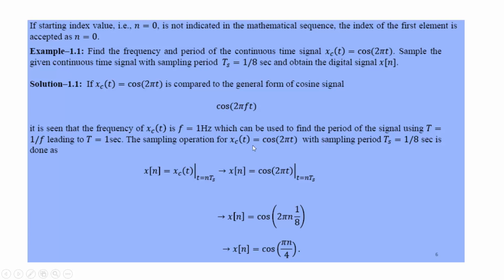The sampling operation for this signal with sampling period 1 by 8 seconds will be performed like this. This is my signal cos 2 pi t, where I have to replace small t with n capital Ts. So x[n] will be, if I replace with nTs, 2 pi n divided by 8. So my resultant digital signal will be cos(pi n by 4).